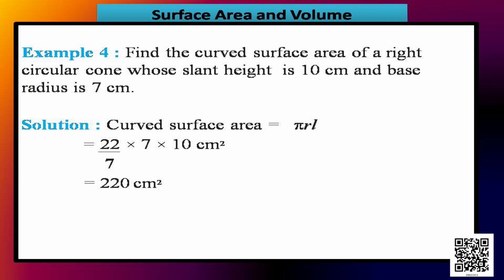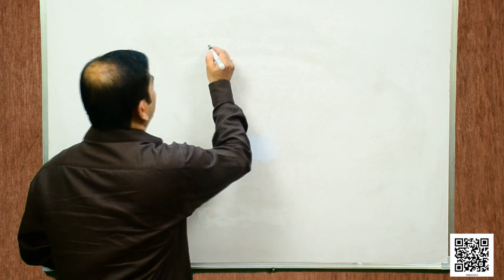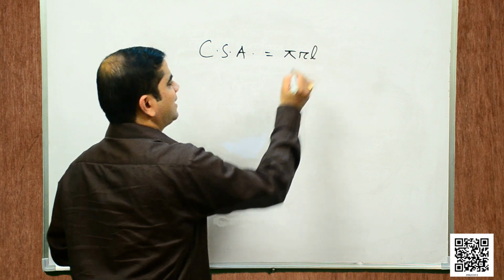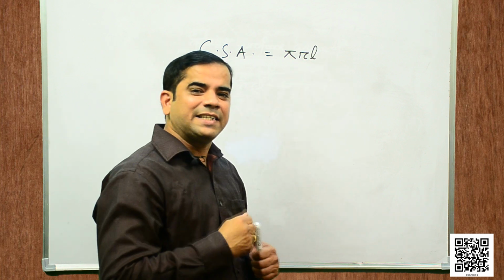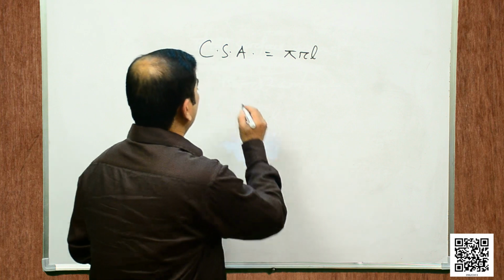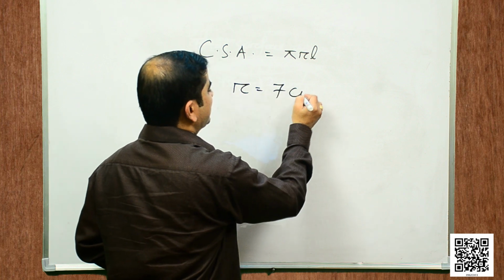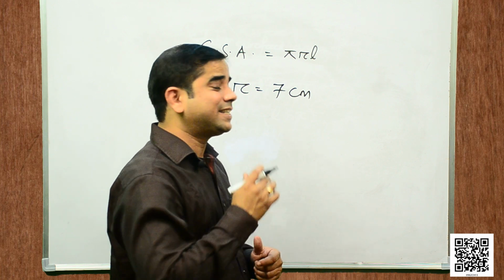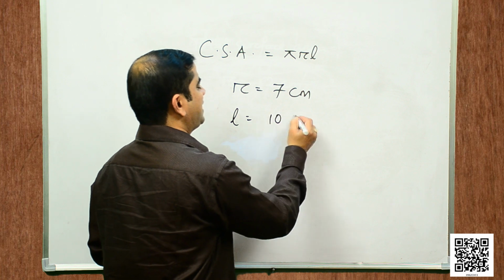Students, let us now discuss example 4. It says, find the curved surface area of a right circular cone whose slant height is 10 centimeter and base radius is 7 centimeter. Okay? So, let us now discuss the solution. We know the curved surface area for a cone is pi r L, and here the radius is given as 7 centimeter. So, r is equal to 7 centimeter. What else? The slant height is also given. What is it? It is 10 centimeter. So, L is equal to 10 centimeter.